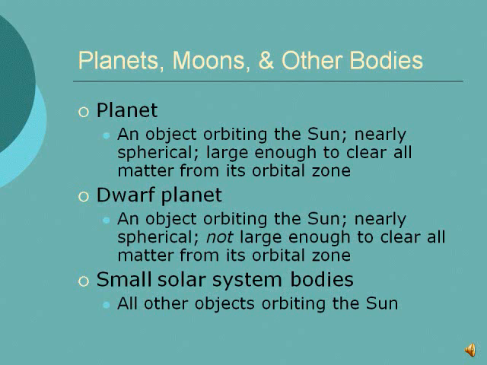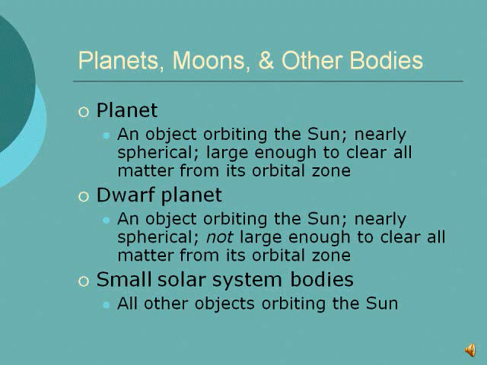It is nearly spherical, and it's large enough to clear all matter from its orbital zone, which means if there's something that's in its orbit, it's either going to pull it in as a moon, or its gravity will literally pull it into the surface of that planet.